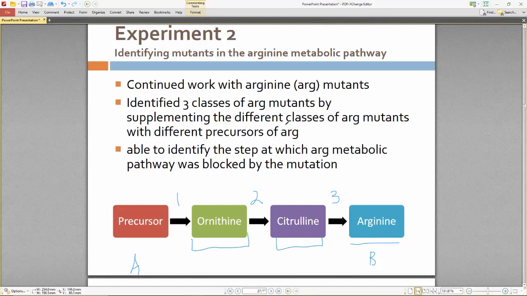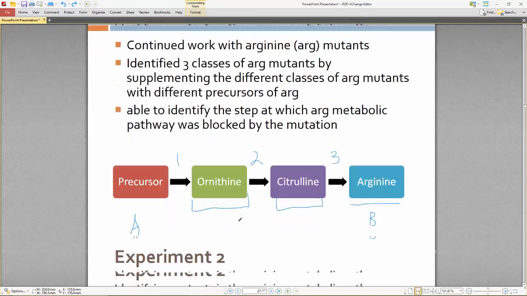So what they mean by different classes of arginine mutants is that in different classes of arginine mutants, different enzymes in this pathway are not working. So you could have an arginine mutant that has this enzyme not working. You could have an arginine mutant that has this enzyme or this enzyme not working. But the final result is that they're all arginine mutants. But you can say that they are different classes because they have a different enzyme that's broken. So a different gene is broken. They're not the same. So this experiment, the goal was to identify the step at which the arginine metabolic pathway was blocked by the mutation.